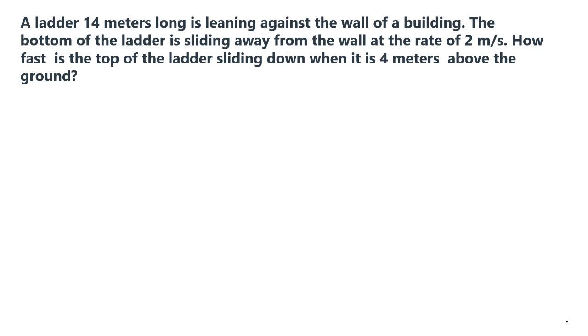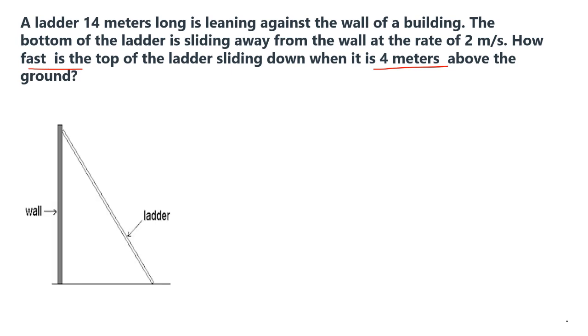Okay, for this case, we would like to identify how fast the top of the ladder is sliding down when it is 4 meters above the ground. So let's say this is our ladder. Now let us label some of the known quantities. From the given, the ladder is 14 meters long. So let's say this would be 14 meters.